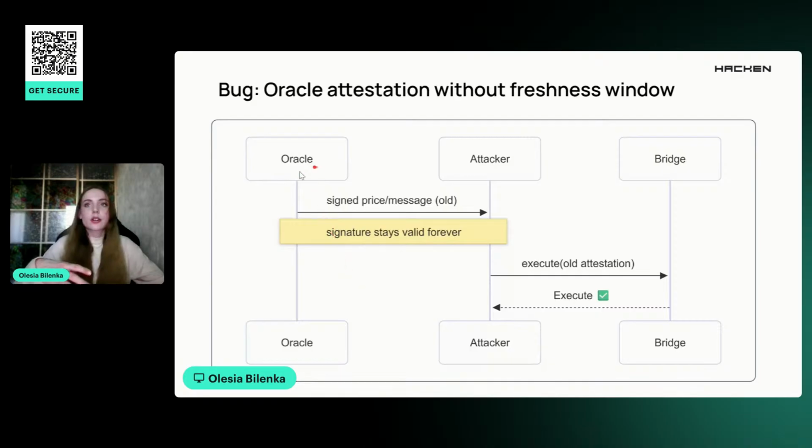So this is what happened. The oracle signs the message, the attacker holds it for days, weeks, months, then submits it to the bridge, and the attestation is still valid because there is no time limit. And the bridge executes a stale attestation from a different era.